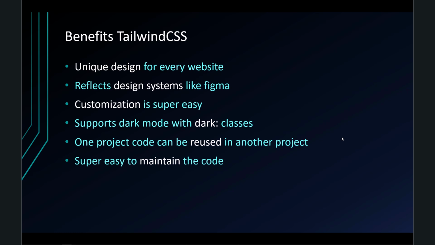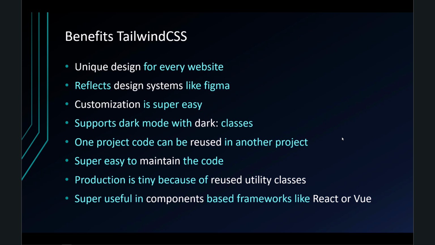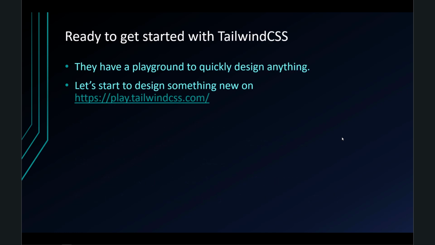It is super easy to maintain Tailwind CSS code, because you are not writing long custom styles. And the production build is going to be very small, because you are not going to have any unused code, and all the classes are going to be reused. For example, if you use px five times, the px class is going to be written just once. And if you're using a component-based framework like React or Vue, this is going to be very helpful, because you can design a component and then use those components over and over again. If you want to give it a try, just go to play.tailwindcss.com and you will find a playground where you can edit, change, and design anything you want.